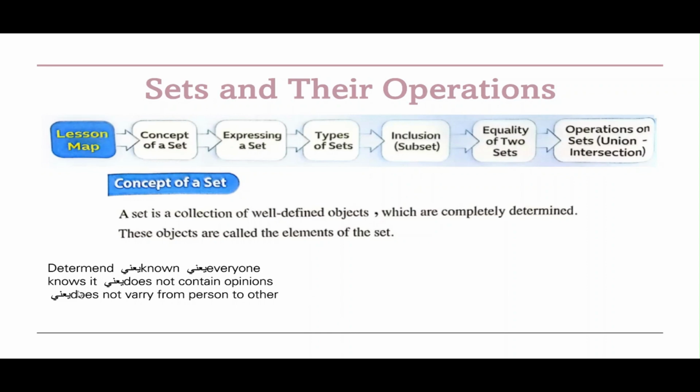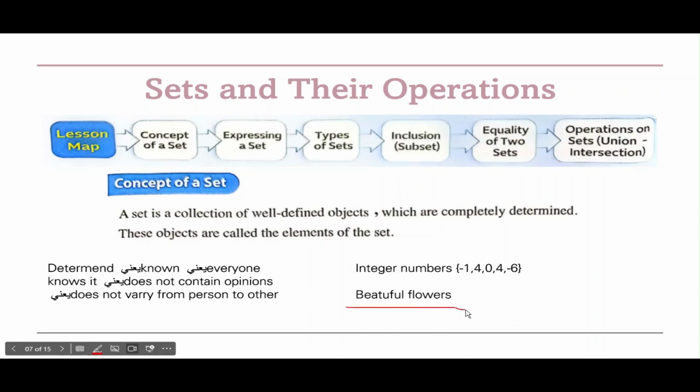Like if I said here, beautiful flowers. I made a set of this, like rose and this type of stuff. Another one will say other types of flowers. So this should not be a set. It should be something defined. Everyone knows, like integer numbers. Everyone knows that -1 is an integer. 4 is an integer. 0 is an integer. -6 is an integer. So yes, it will be a set, but the other one will not be a set.